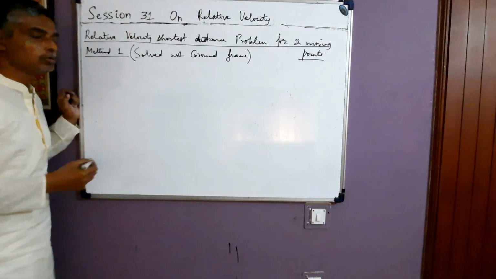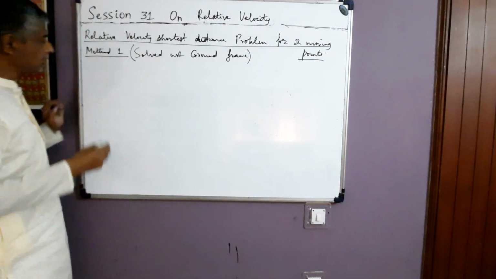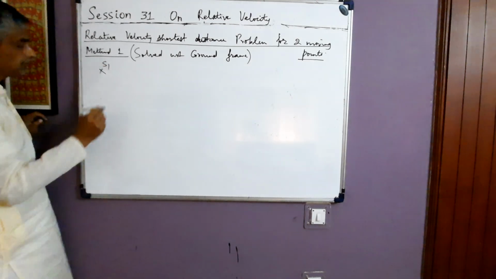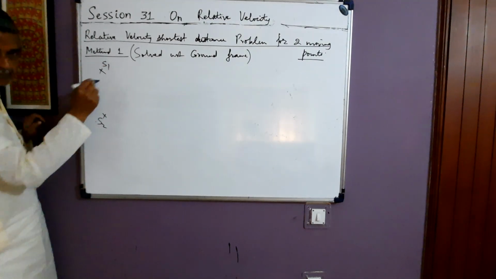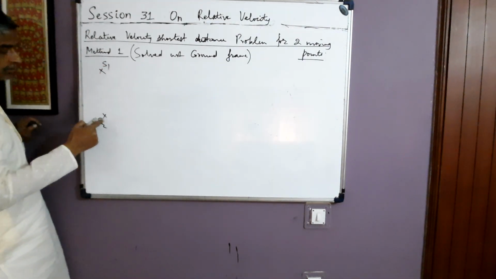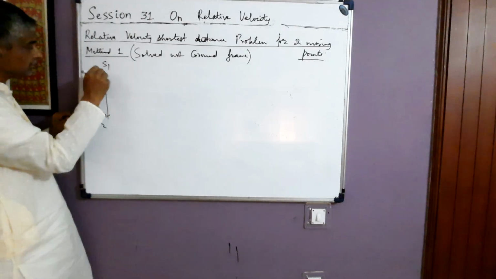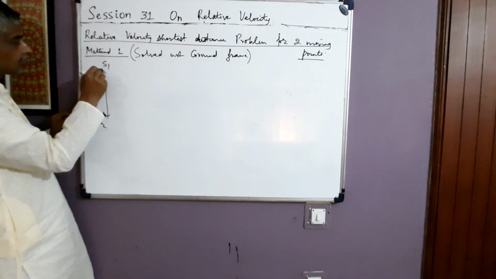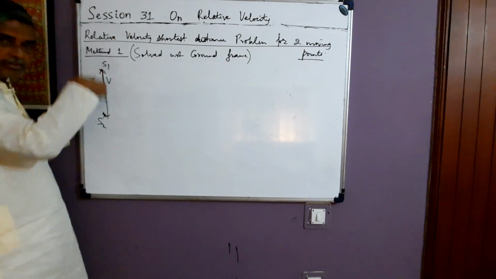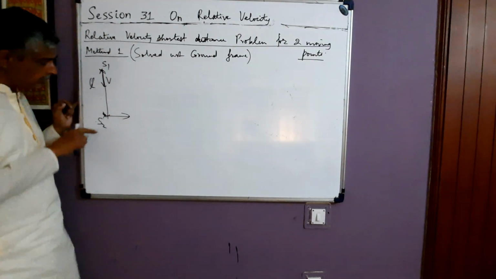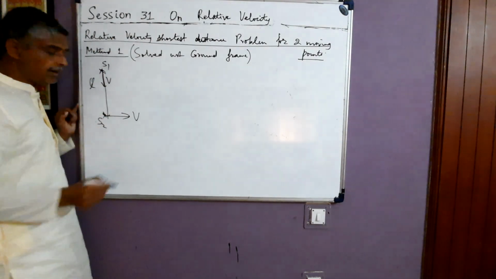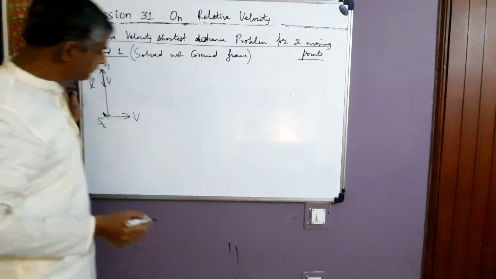First we draw the initial diagram. This is S1 and this is S2 at time 0. S2 is due south of S1. This is the top view, seen from above. L is the distance between these two ships. Ship S1 is moving down south at a constant speed v with respect to ground. S2 is moving towards east at a constant speed v with respect to ground.